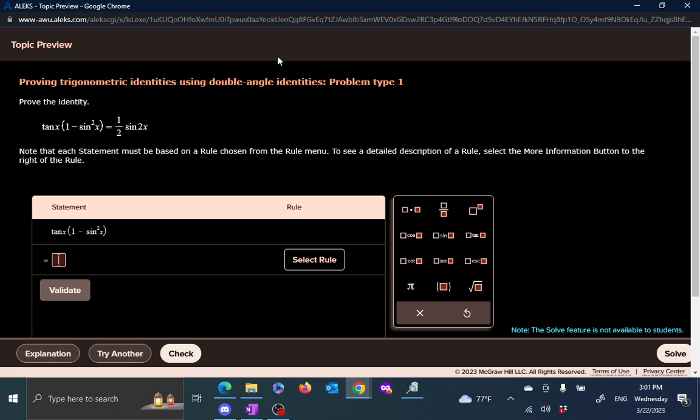So in this case, we want to prove that tangent of x times 1 minus sine square of x is 1/2 of sine of 2x. So what can we do here?